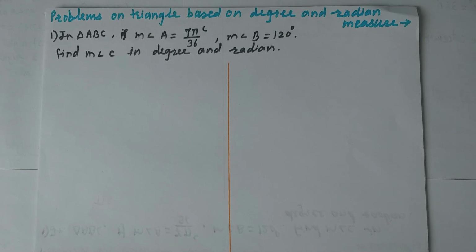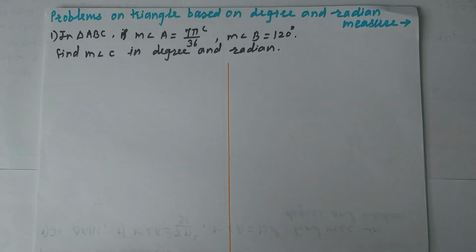Dear students, today we will see problems on triangle based on degree and radian measure. Some of the angles are given in degree or radian, and we have to find the third angle in either degree or radian measure. Let's see the first problem.